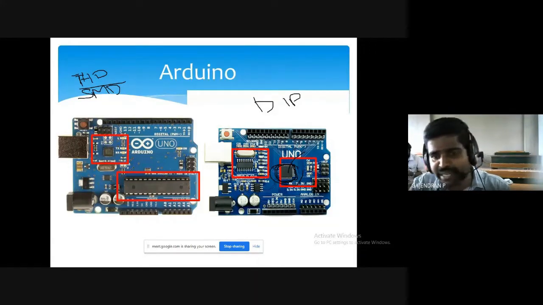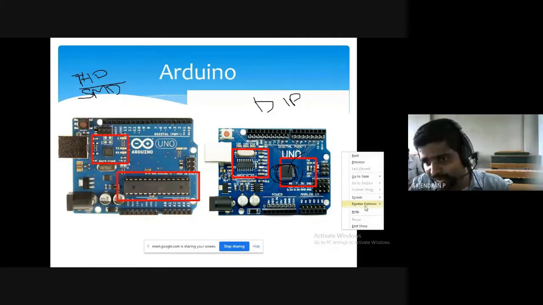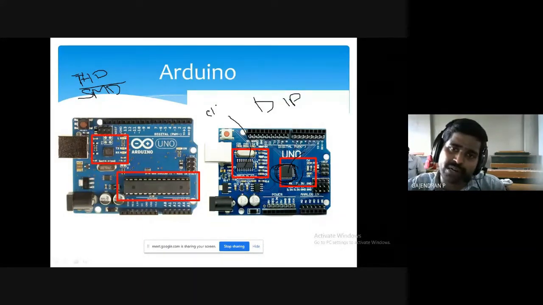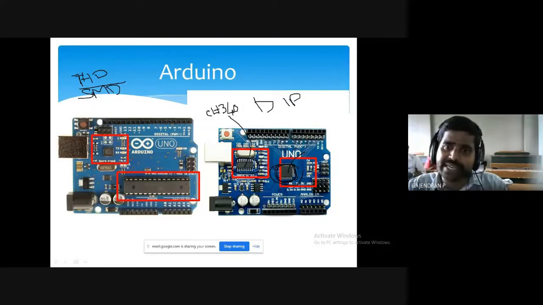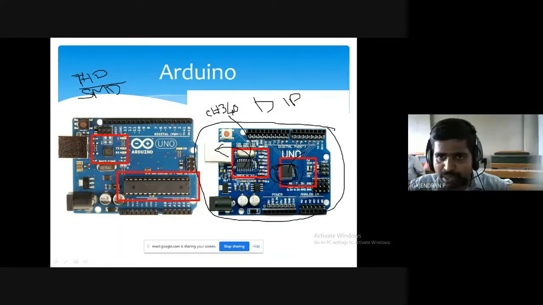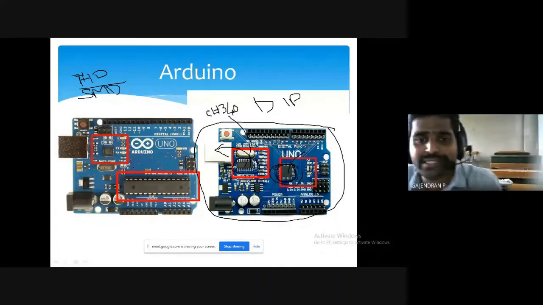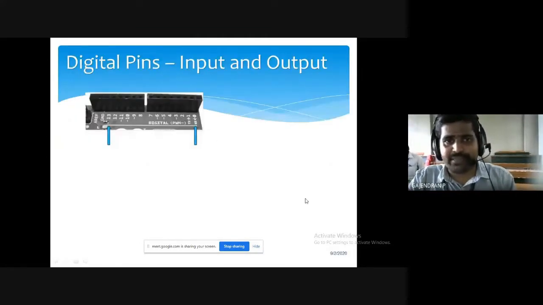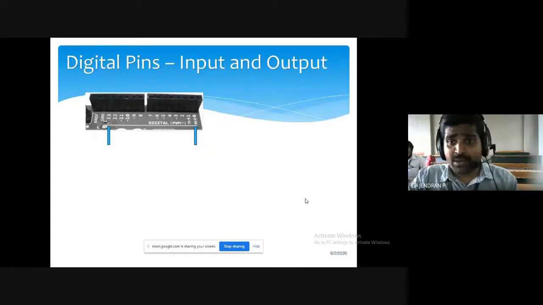But in different kinds of boards, they will use another famous USB to serial communication IC called CH340. Please make note of it. This is your driver IC. This IC will take care of serial communication to USB conversion. Whenever you use this kind of Arduino Uno board, you need to use 2 softwares that I will tell you later. Okay. This is regarding the variants available in the market.